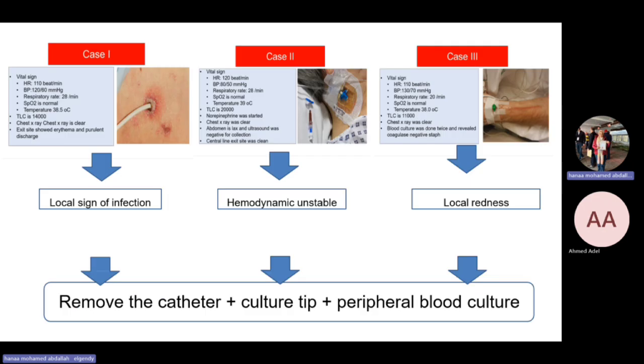So in case number one, there is a local sign of infection. The patient in case number two has hemodynamic instability, and in case number three we have local redness. So we send for culture tip and peripheral culture, and we remove the catheter if possible. Especially we have to remove the catheter in case two, as the patient has hemodynamic instability.